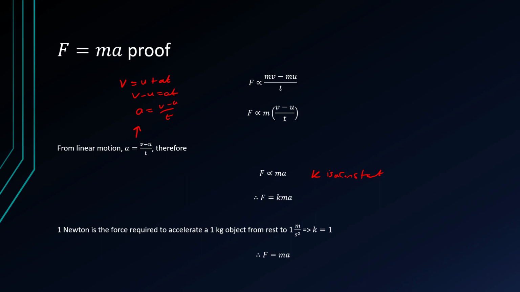However, we have defined 1 Newton as the force required to accelerate a 1 kilogram object from rest to a speed, I should say, of 1 meter per second. It could be at an acceleration of 1 meter per second squared to a speed of 1 meter per second, but that's a bit complicated. So it's the force required to accelerate a 1 kilogram object from rest to 1 meter per second. So 1 Newton is k times 1 kilogram at 1 meter per second squared, so k is 1. And so F is equal to ma. So now you know how to derive one of the most famous equations in physics.